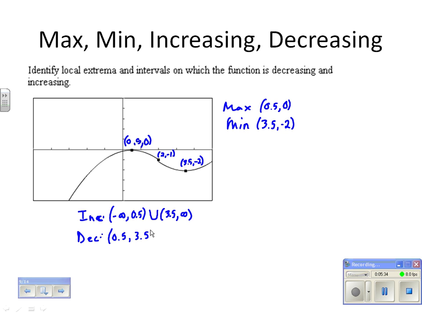The other option that we can have sometimes is a graph can be constant if it just goes straight across. So if that happens, you would put constant, and you'd put the interval it's constant on.